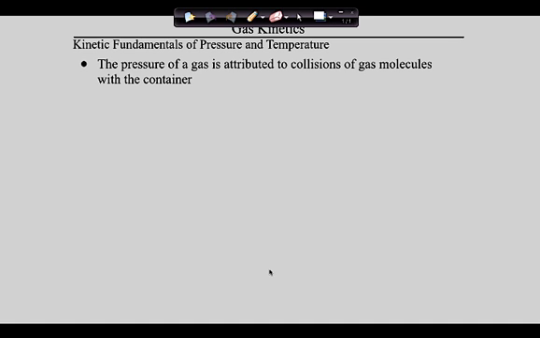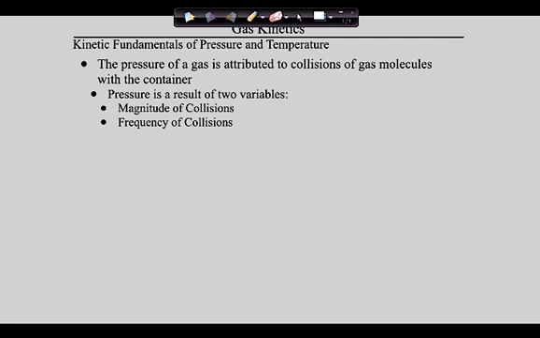But are we comfortable with the idea that the pressure of a gas is attributed to the molecules banging against the walls? Is that okay? Okay. So guys, with that understanding, we understand then that pressure is really the result of two variables. One is how hard the molecules hit, and number two is how often they hit. Is that okay? You guys good with those ideas?